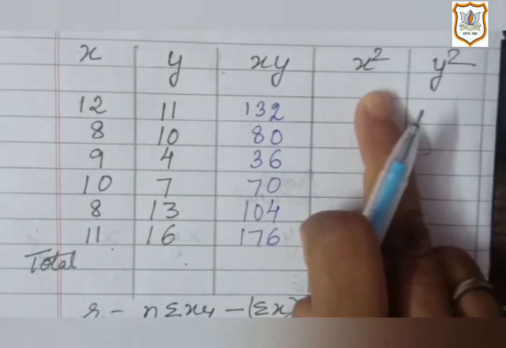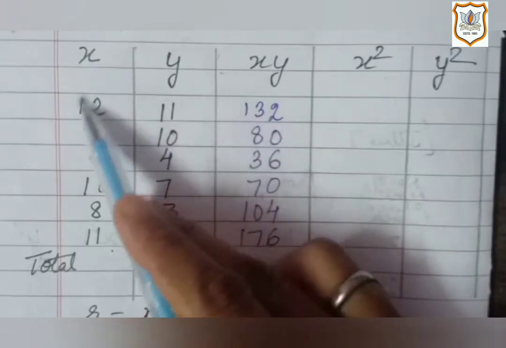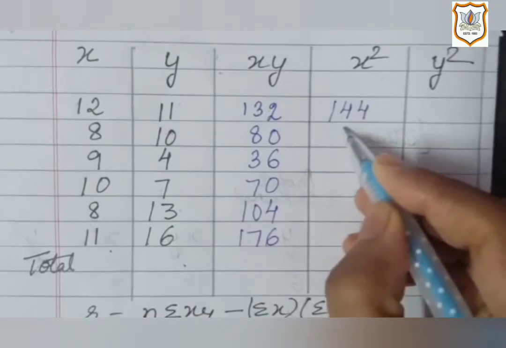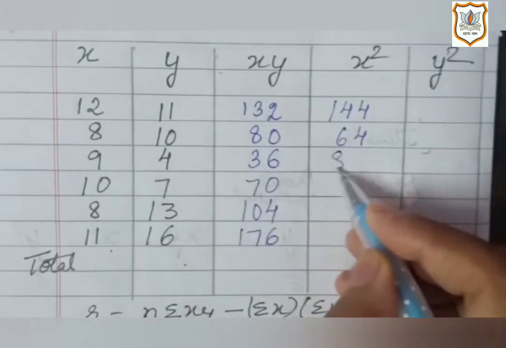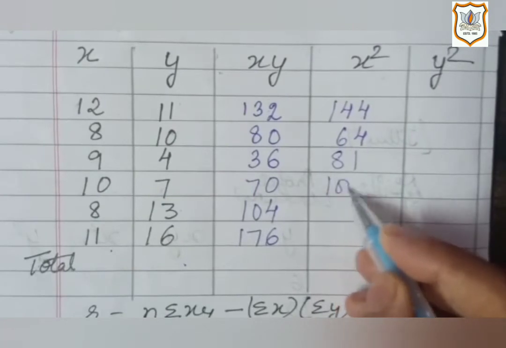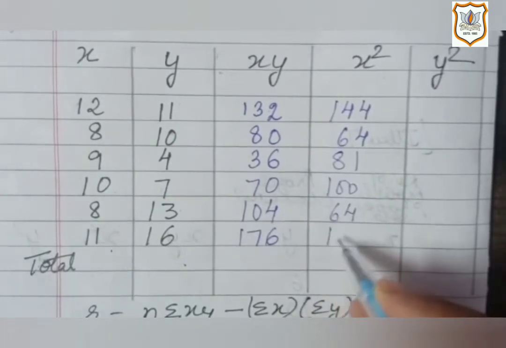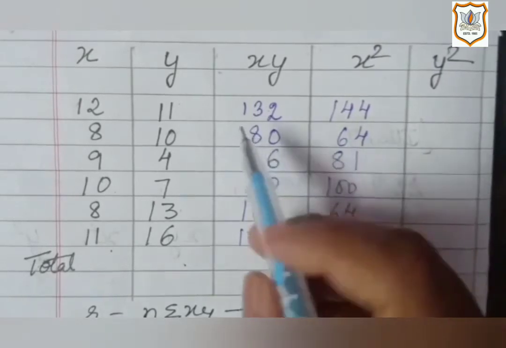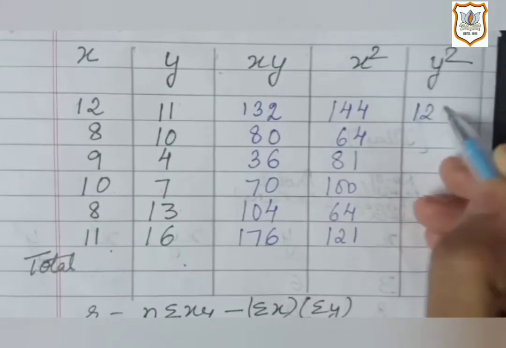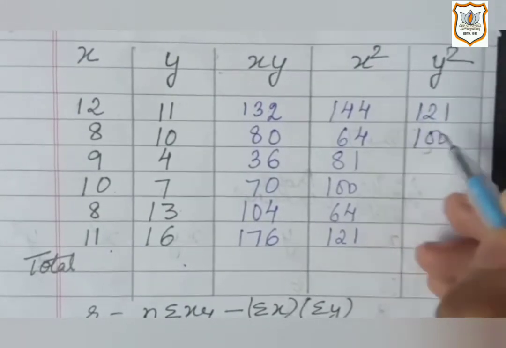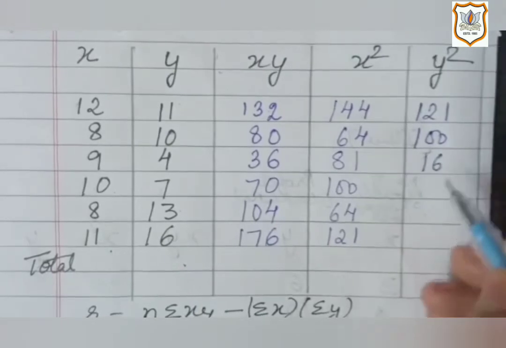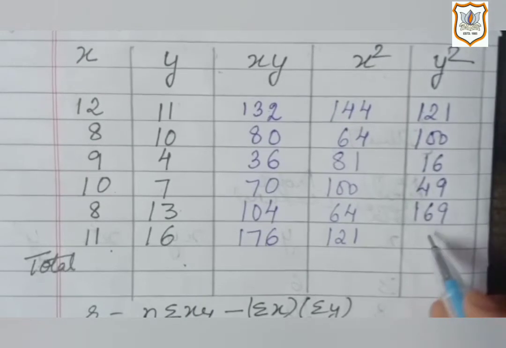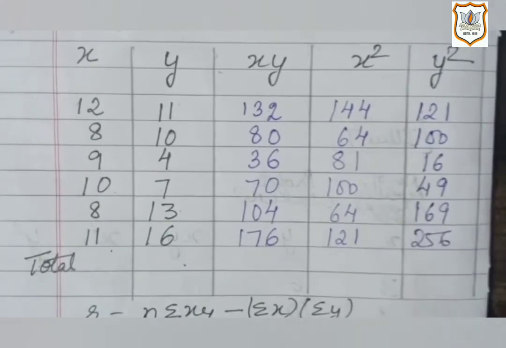Now the next step is to find x square. So x square means the value of this square. So 12 12s are 144, 8 square is 64, 9 square 81, 10 square 100, 8 8s are 64, and the last one 11 square, that is 121. Now y square, 11 square is 121, 10 square is 100, 4 square is 16, 7 square is 49, 13 square 169, and 16 square is 256.